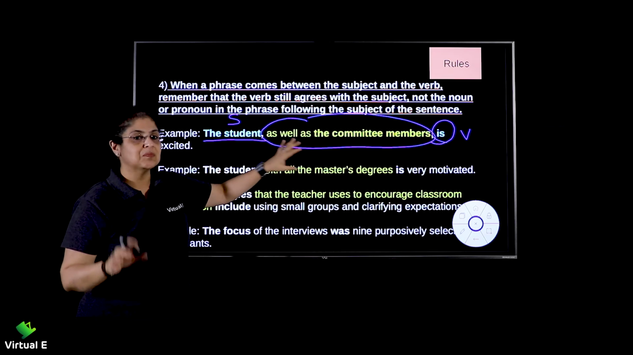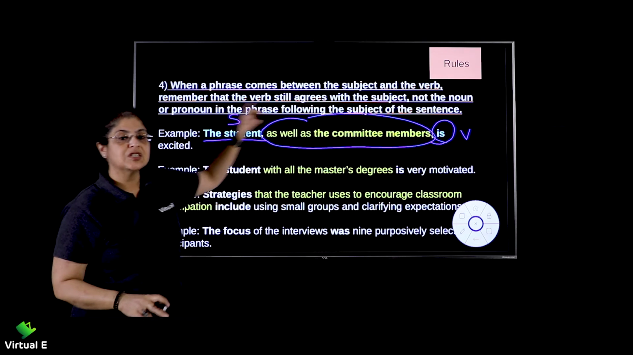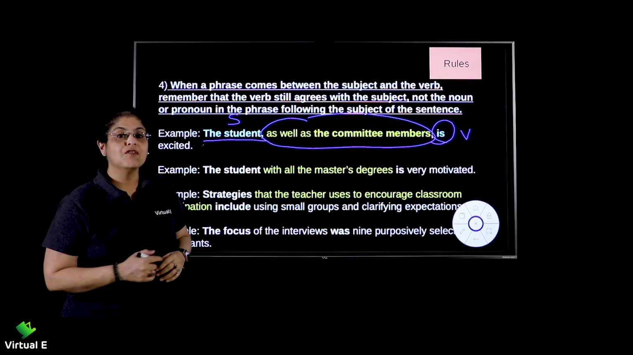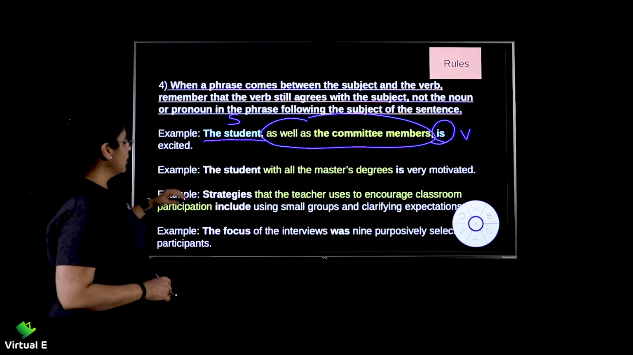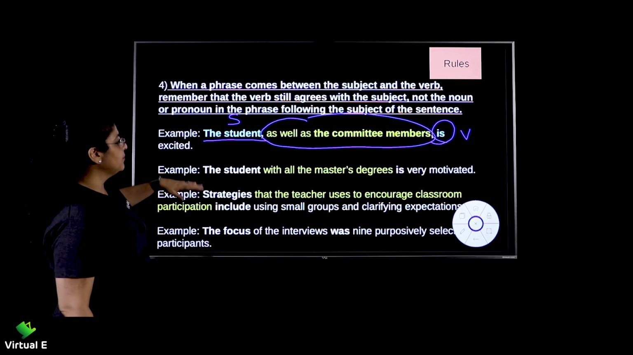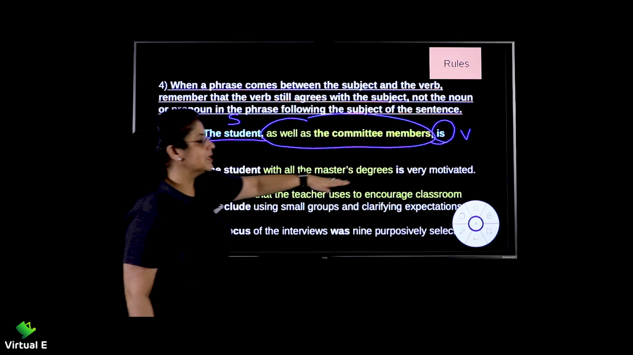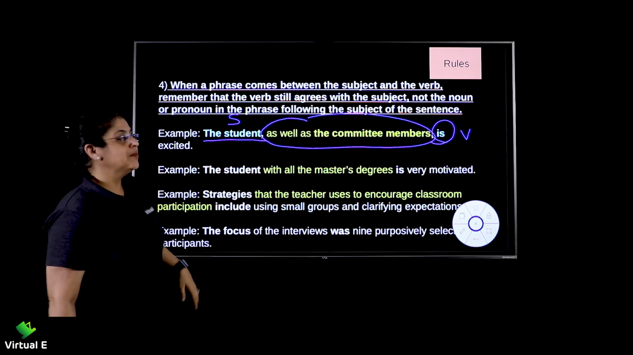It just adds to this, but it does not make a difference to the subject related to the verb. Right? Let's do one more. Let's go for another one. You have a lot many. The student with all the master's degrees is very motivated.